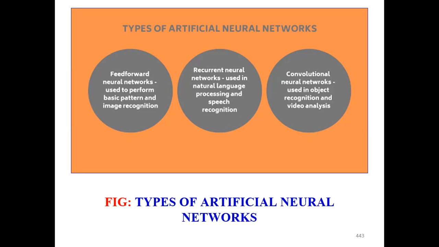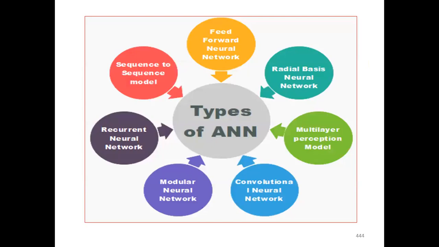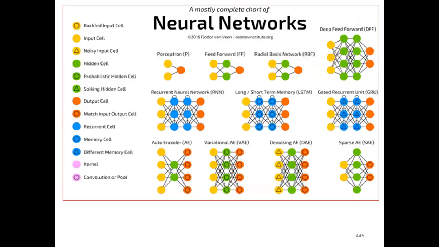We are using convolutional neural networks. Then a few more types of artificial neural networks like radial basis neural networks, multi-layer perceptron model, modular neural network, and sequence to sequence models. These are the remaining types of artificial neural networks. See here how many types, a mostly complete chart of neural networks.